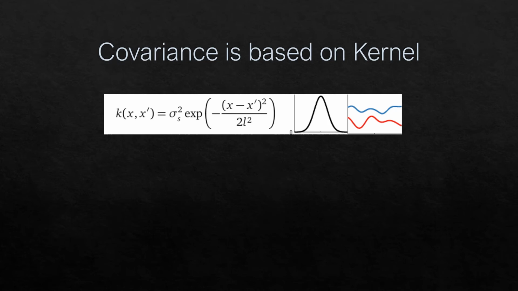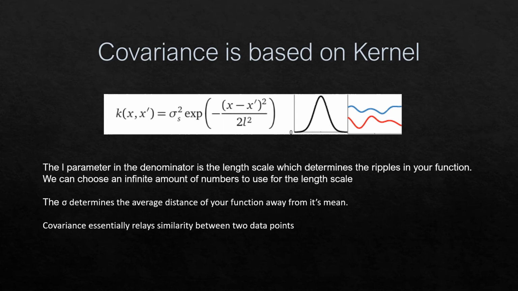Now the covariance of our Gaussian process is defined based on the kernel. We have many different kernels that we can choose from. We can choose a linear kernel, a periodic kernel for data with seasonality, a rational quadratic kernel. What we're looking at here is a squared exponential kernel. This is the most commonly used kernel to define our covariance.